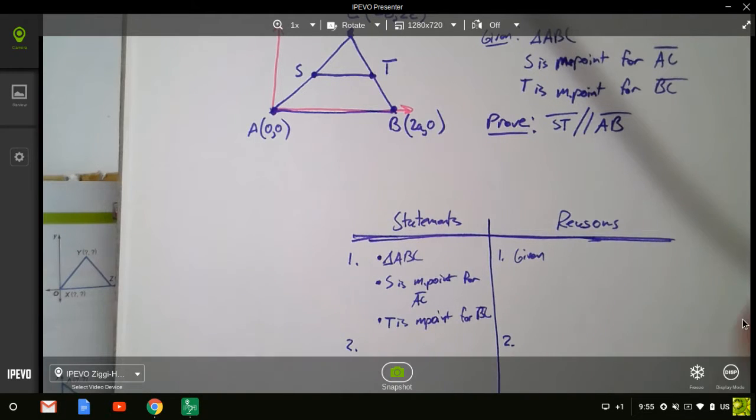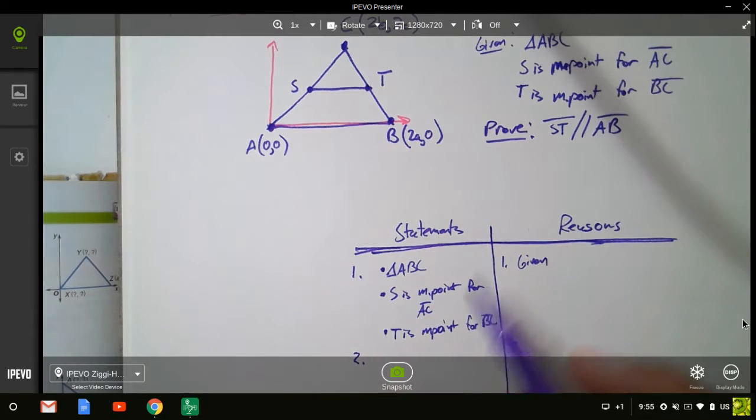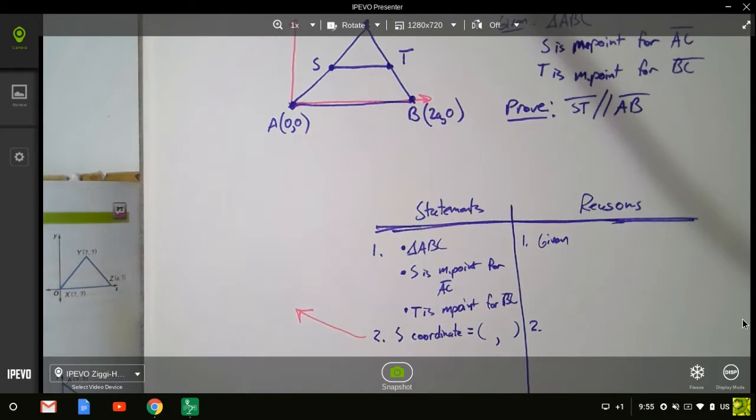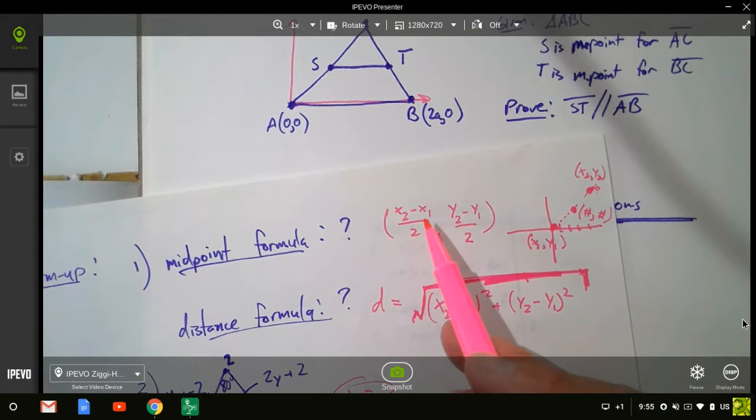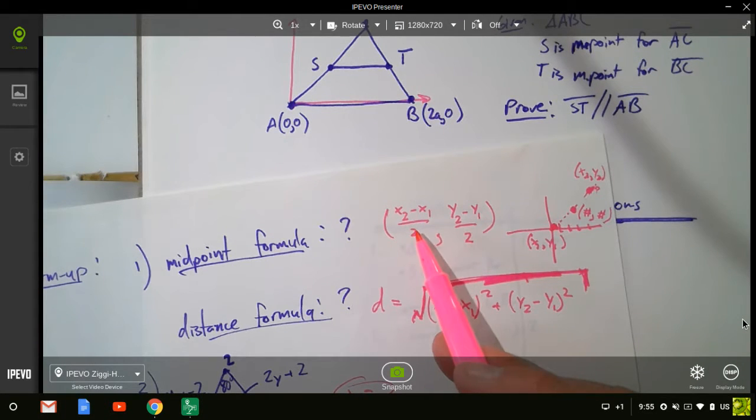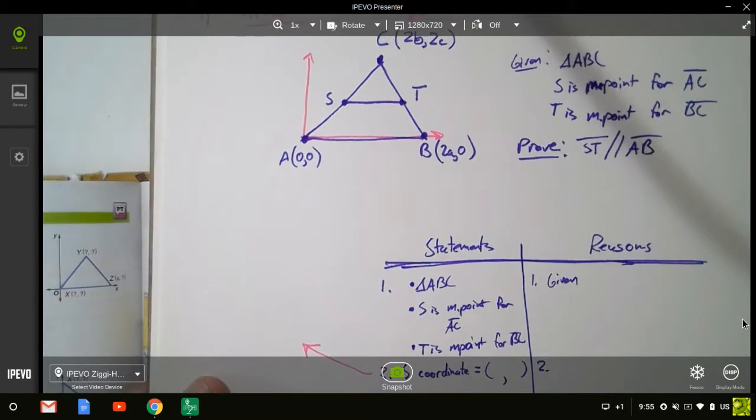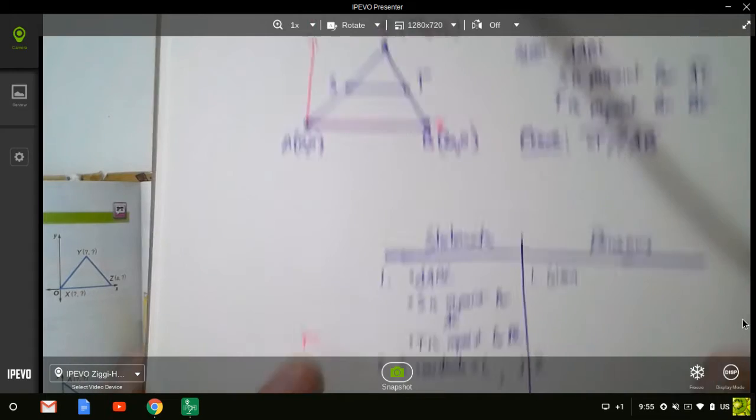Okay, so what we're going to do is figure out the S coordinate. I'm going to say S coordinate is equal to, and then we're going to figure that out on the side. That's why I wrote it here. Here we're going to apply the midpoint formula, which is x1 plus x2 over 2, comma, y1 plus y2 over 2. It's just what 2 coordinates are we using to find the midpoint, S?